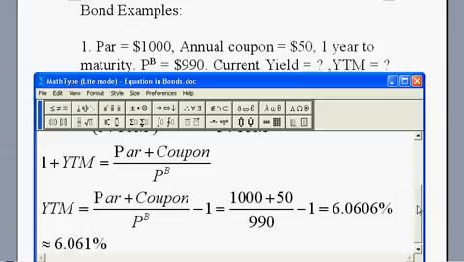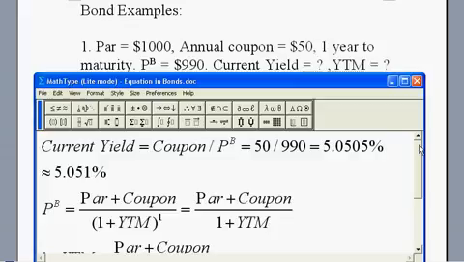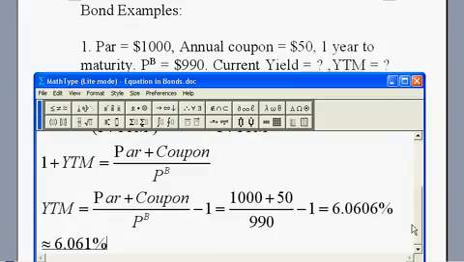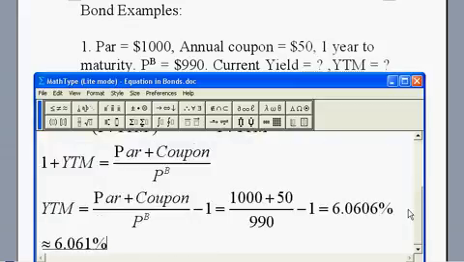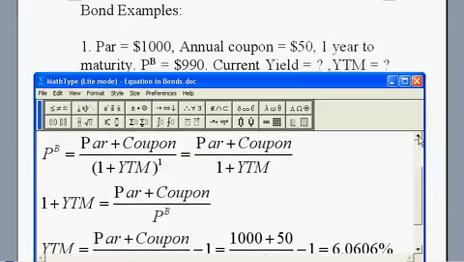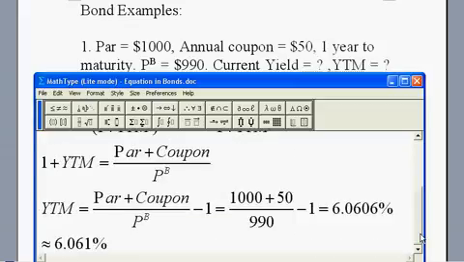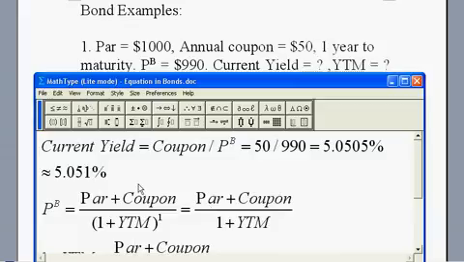Now we have both the current yield, 5.051%, and the yield to maturity, 6.061%, right? The yield to maturity is a little bit higher than the current yield. Why is that? Because when we calculate this yield to maturity, we actually take into account the appreciation in the bond price from $990 to the par of $1,000. That's why the yield to maturity is higher than the current yield. In the current yield calculation, we only think about what? The coupon, right? Okay, that's our first example.